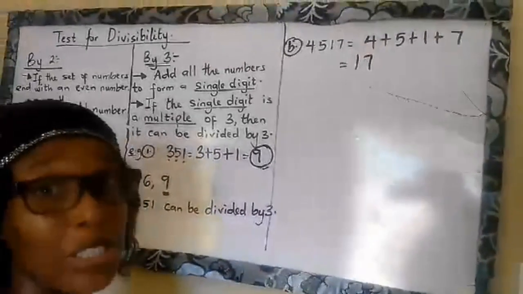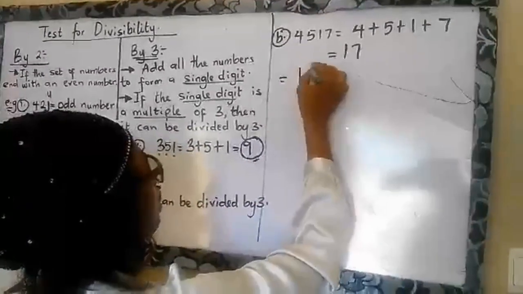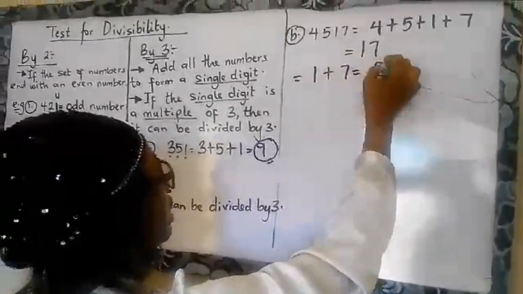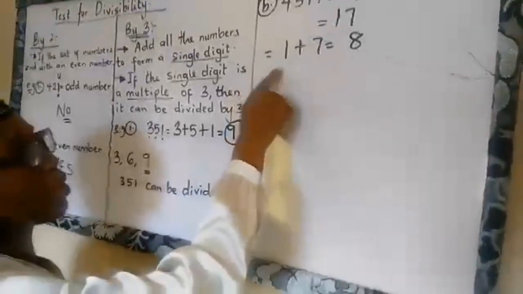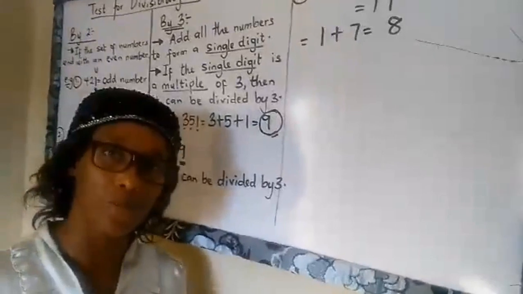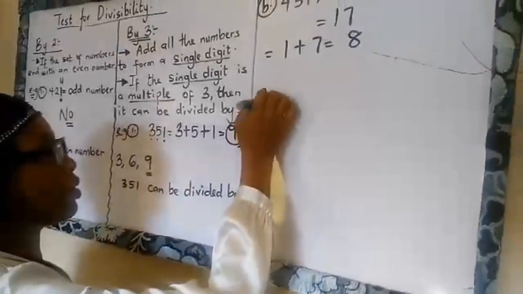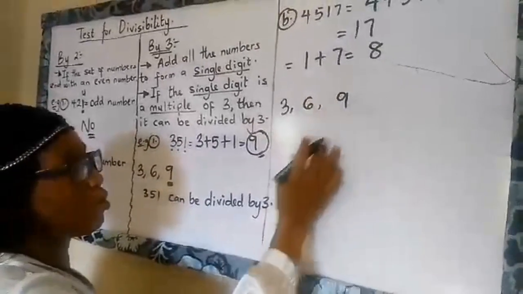Remember, we're supposed to form a single digit, so you're going to add again 1 plus 7. 1 plus 7 is 8. Is 8 a multiple of 3? Let's find out. 3, 6, 9. You see, 8 is not a multiple of 3.